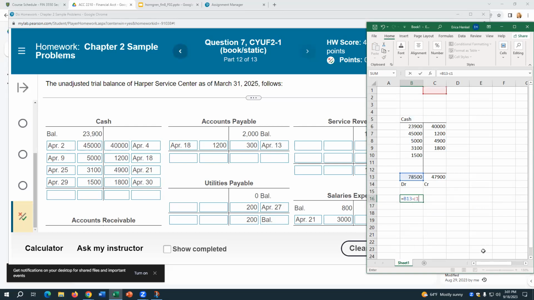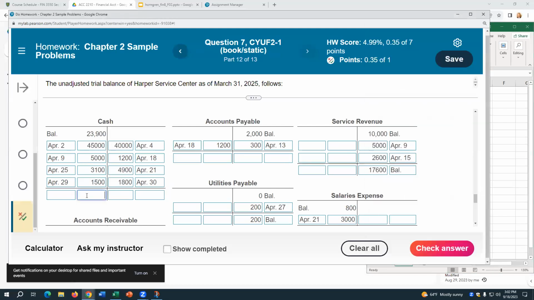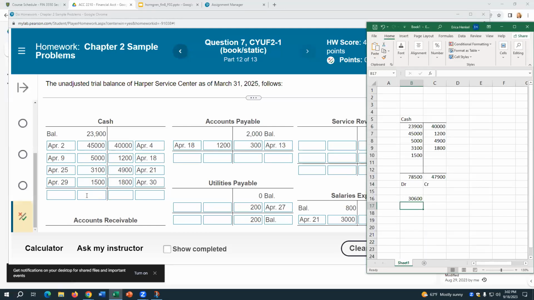credits and net them against each other. Because if I have more debits than I have credits, then I will get a positive number, and I know I have a debit balance. If I have more credits than debits, I'll get a negative balance, and then I'll know I can treat that like a credit. So I'm coming up with, assuming that I didn't enter anything wrong, which we'll just cross our fingers on, 30,600.